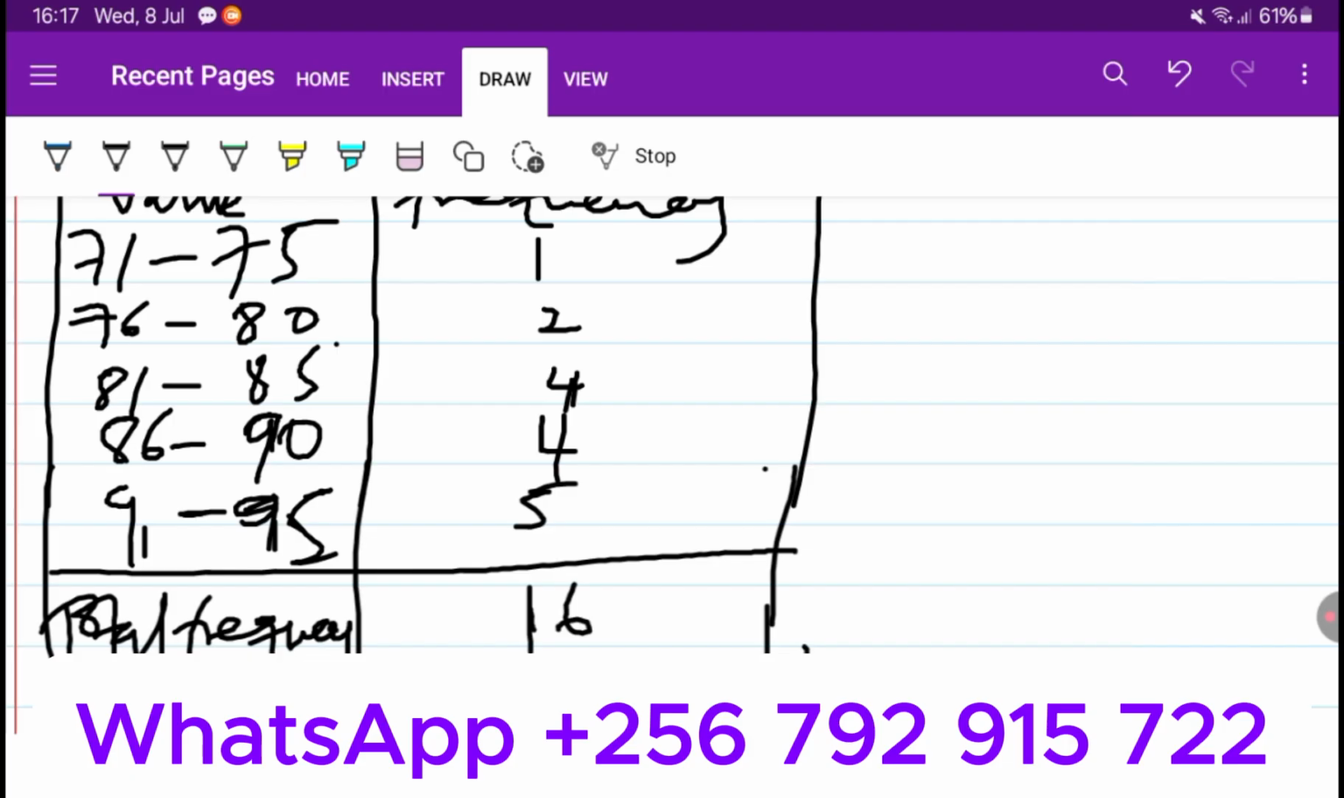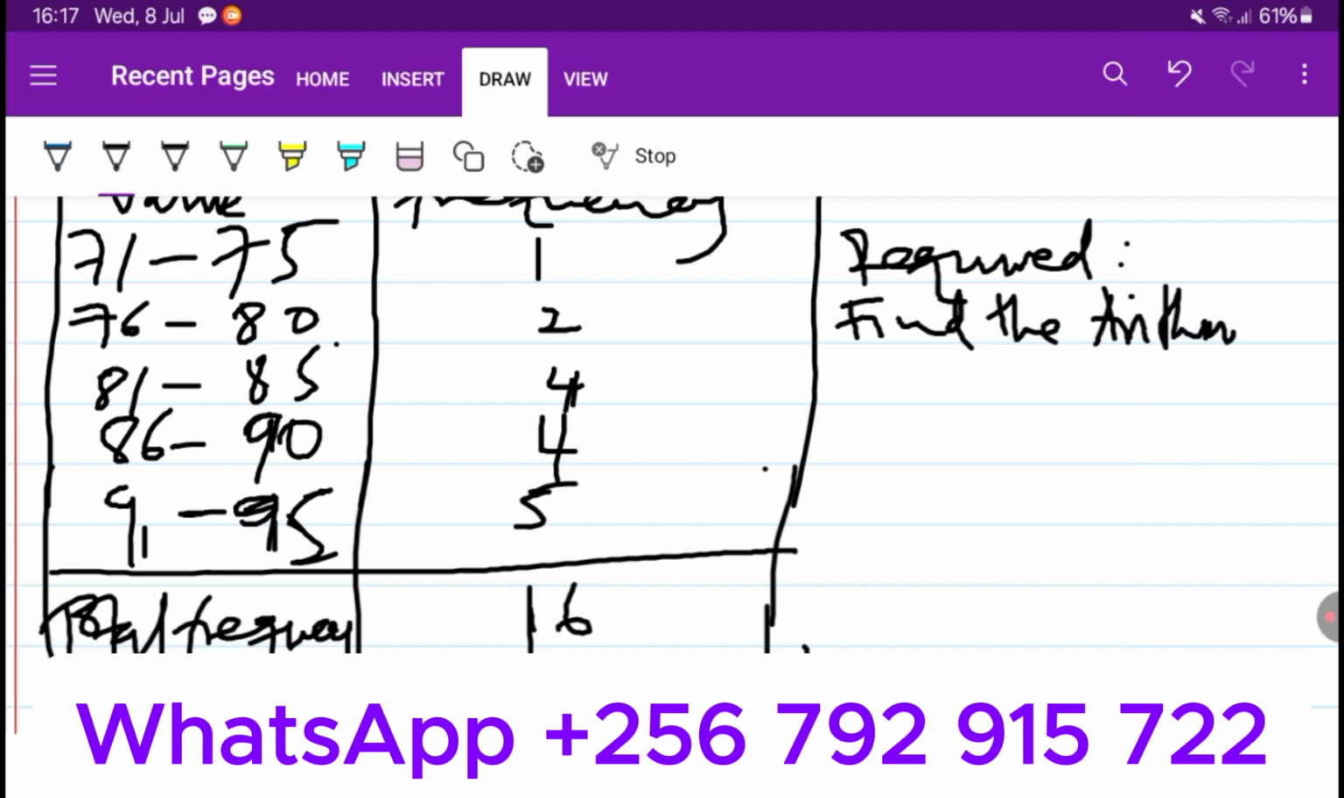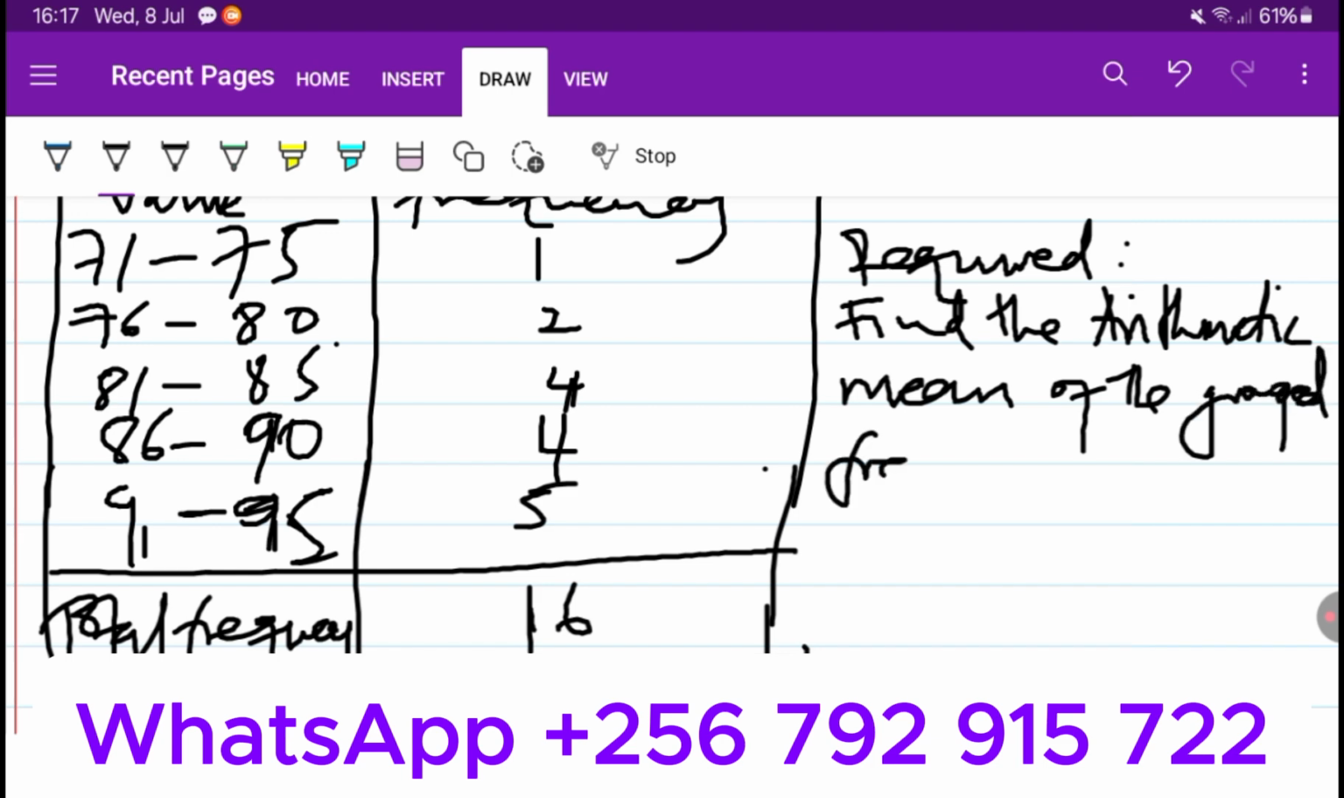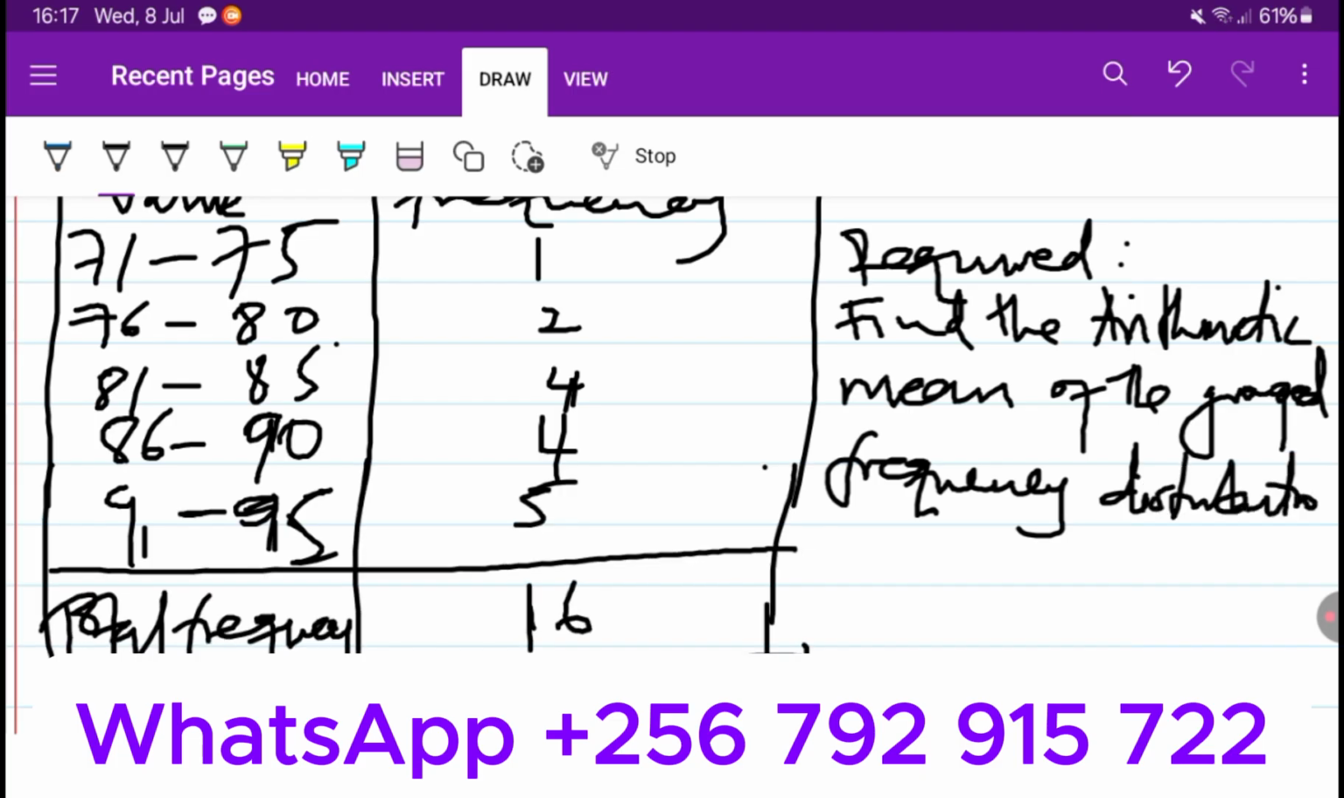They want us to find the arithmetic mean of the grouped frequency distribution. The required is for us to find the arithmetic mean of the grouped frequency distribution. So that's what we are going to compute.